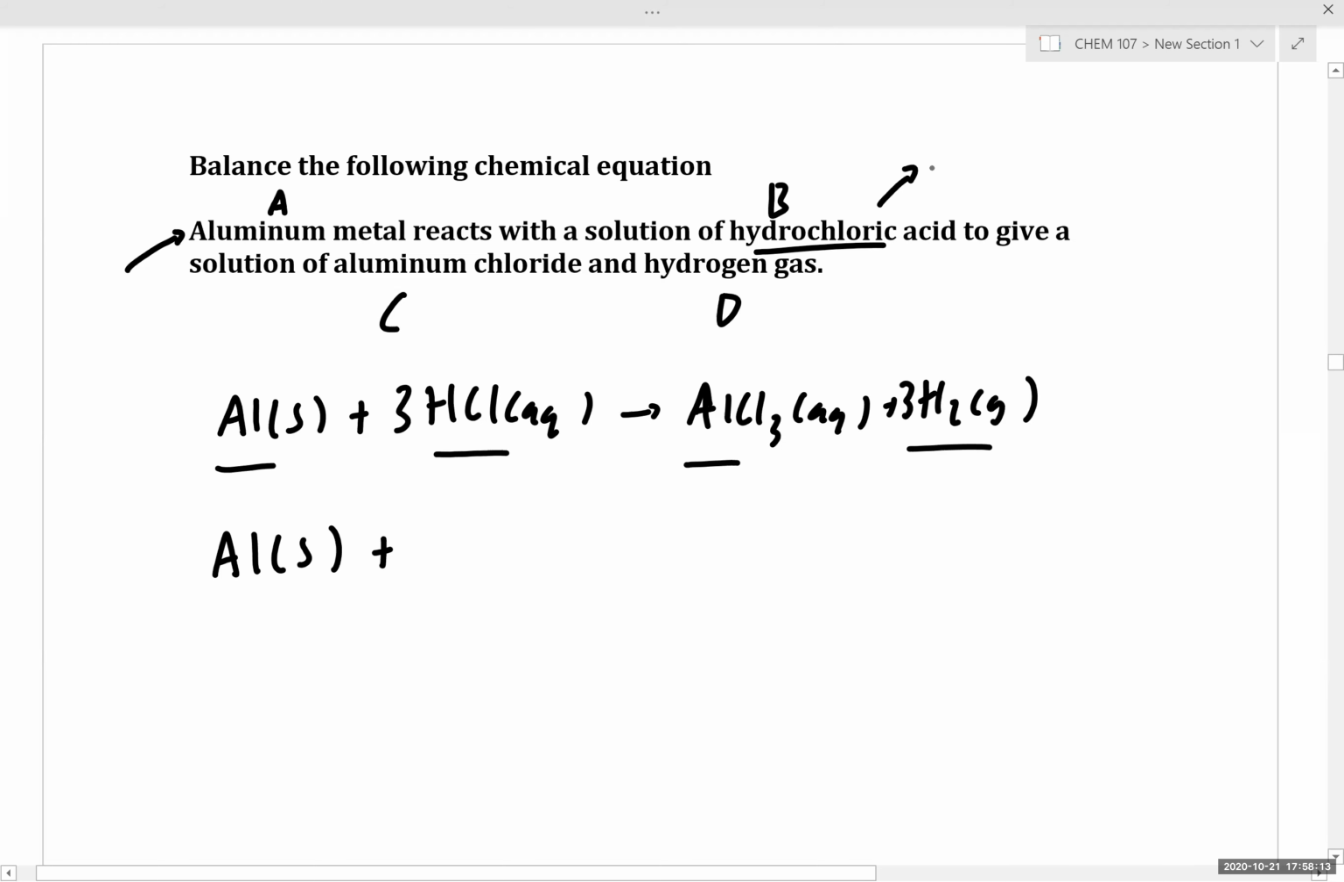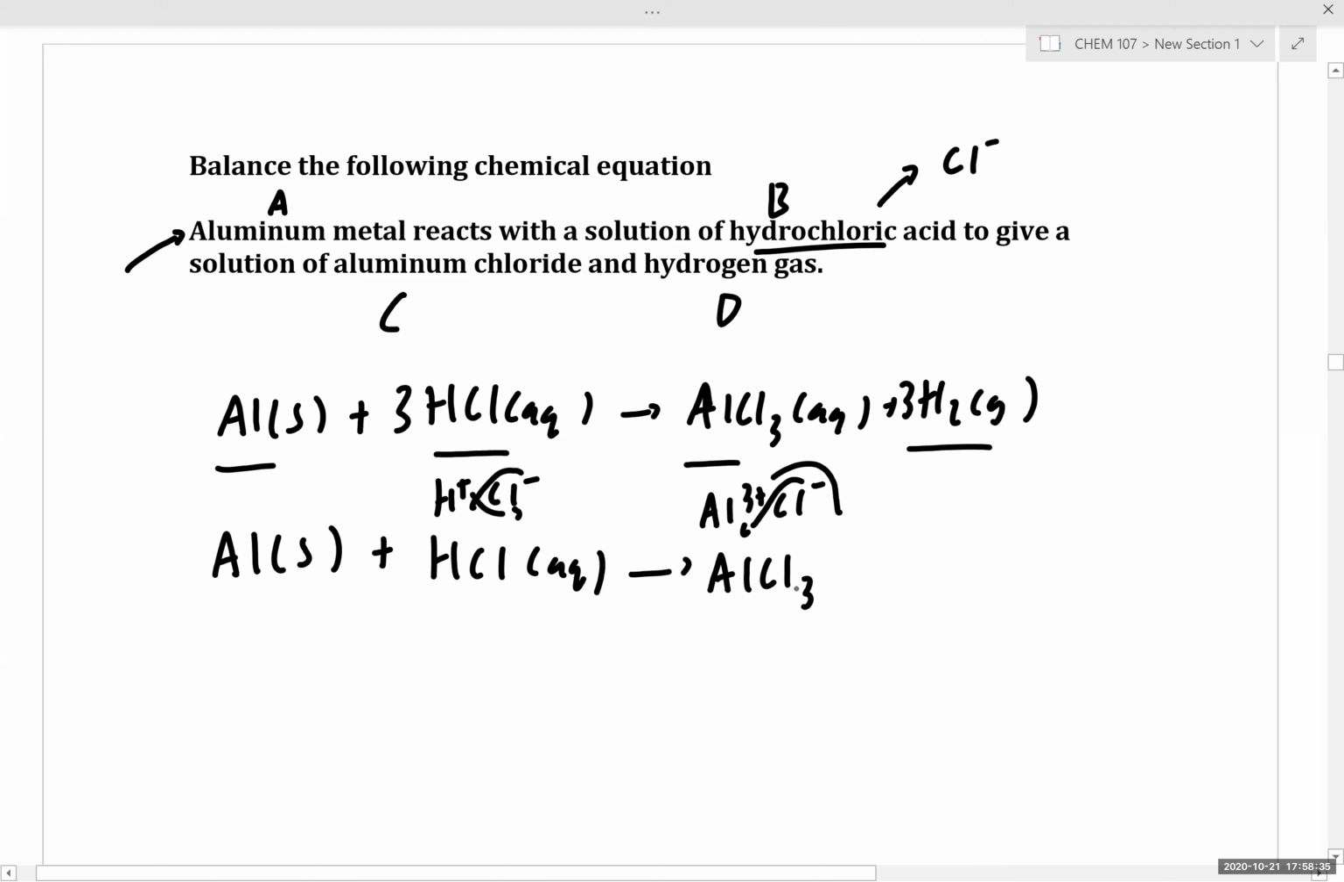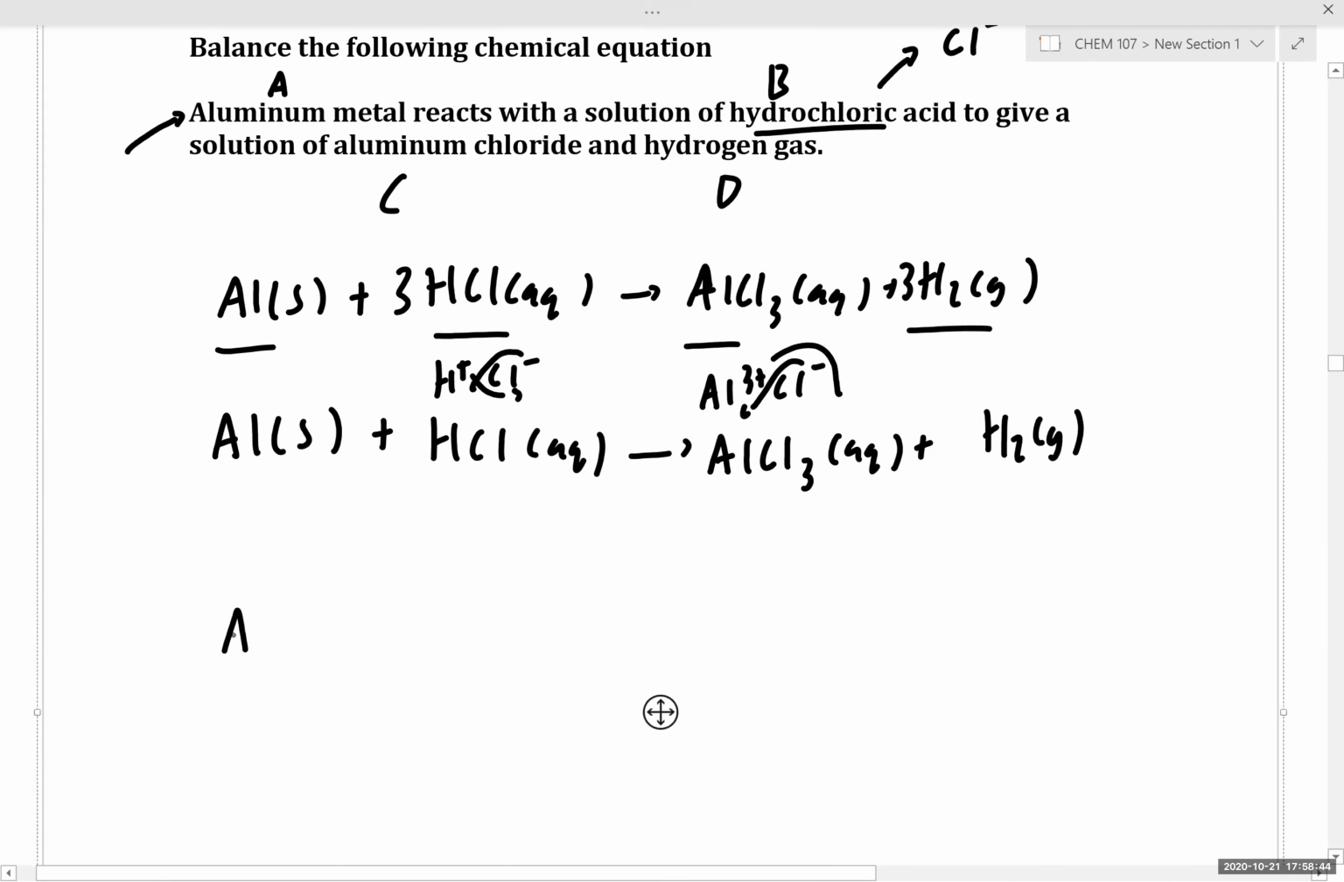Hydrochloric acid is derived from chloride, so we take H+ and Cl-, we cross our charges and we get HCl aqueous. For aluminum chloride, we have aluminum 3+ and Cl-. We cross our charges, and that gives us AlCl3. For hydrogen gas, hydrogen is a diatomic element, so that gives us H2 gas.